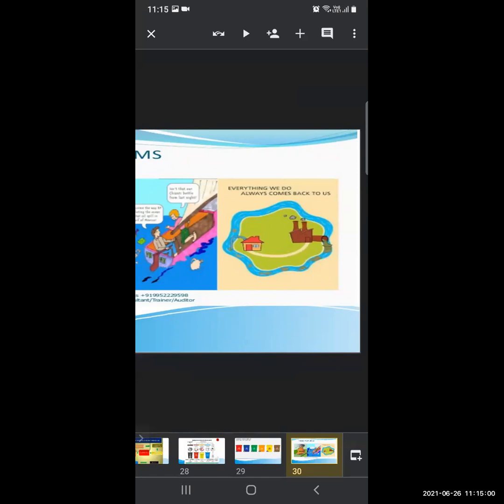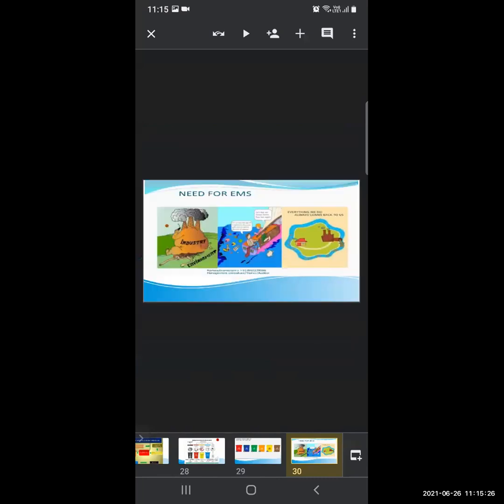It is not degraded. So everything we do comes back to us. So we have to do good, so good will come back to us. It will keep on making a mess in the environment. We are throwing garbage here and there, carry bags, plastic bottles. So it will come back to us only. It's not going to go anywhere.